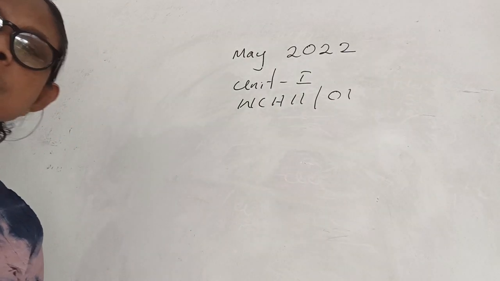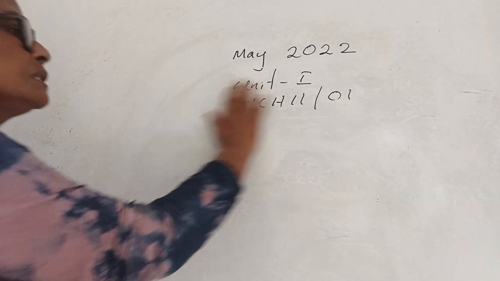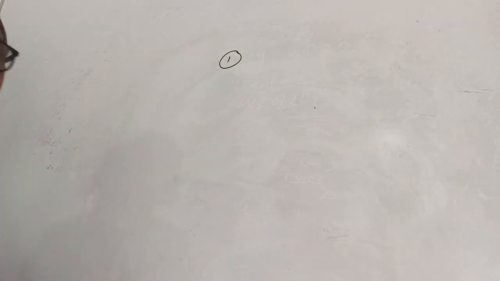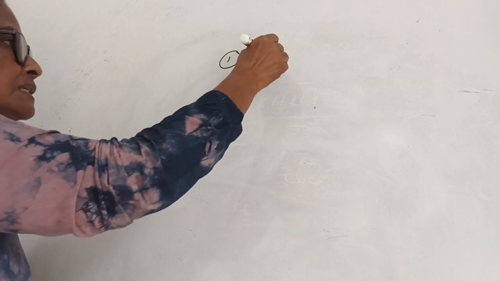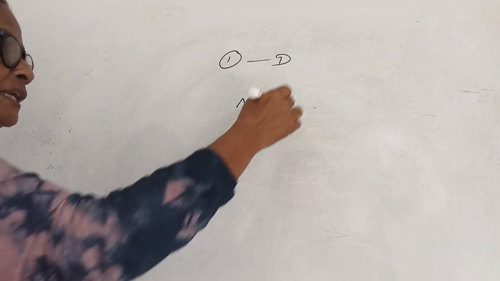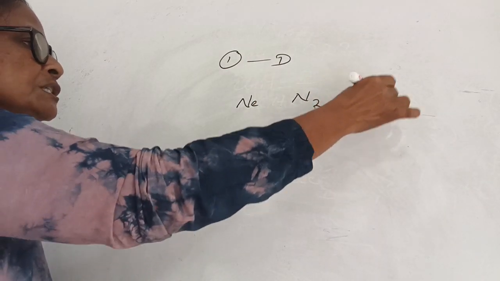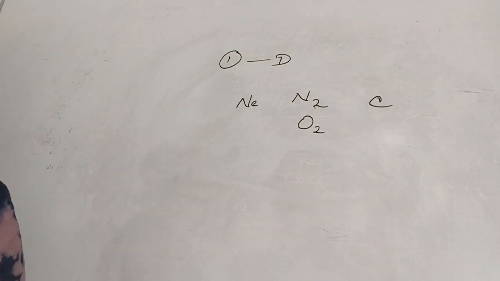We move on to the first question, which asks: the elements in their most stable state exist as... So obviously the answer is D, because elements can exist as atoms like neon, or molecules like nitrogen and oxygen, or giant structures such as carbon.